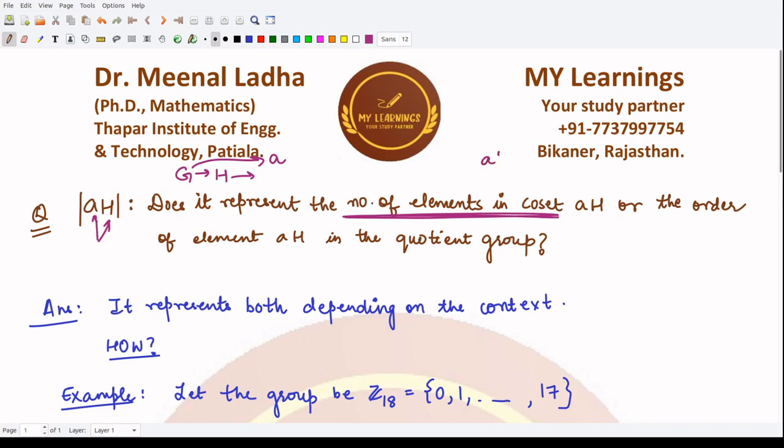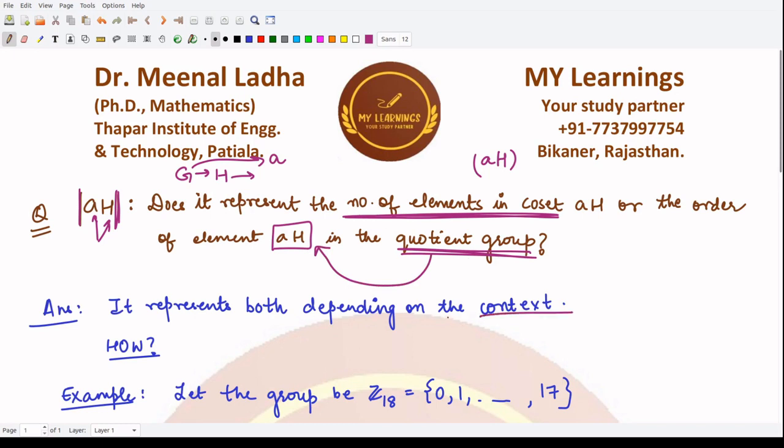Remember, you can form AH as the coset. So whatever is the coset, does this represent the order of elements in the coset AH, or is it the order of the element AH which is present in the quotient group? Remember, for a quotient group we have its elements as cosets.